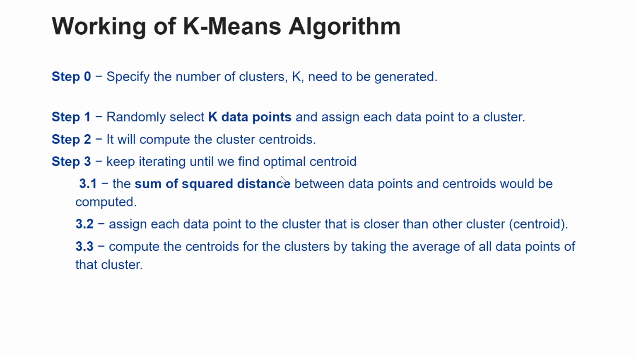Now keep iterating until we find the optimal centroid. Okay, so the sum of squared distance between data points and the centroid would be computed. Then assign each data point to the cluster that is closer than other clusters. So each data point will be assigned to the cluster which is closest to that data point. And the third point, compute the centroid for the clusters by taking the average of all data points of that cluster. And then we will keep this process repeating.